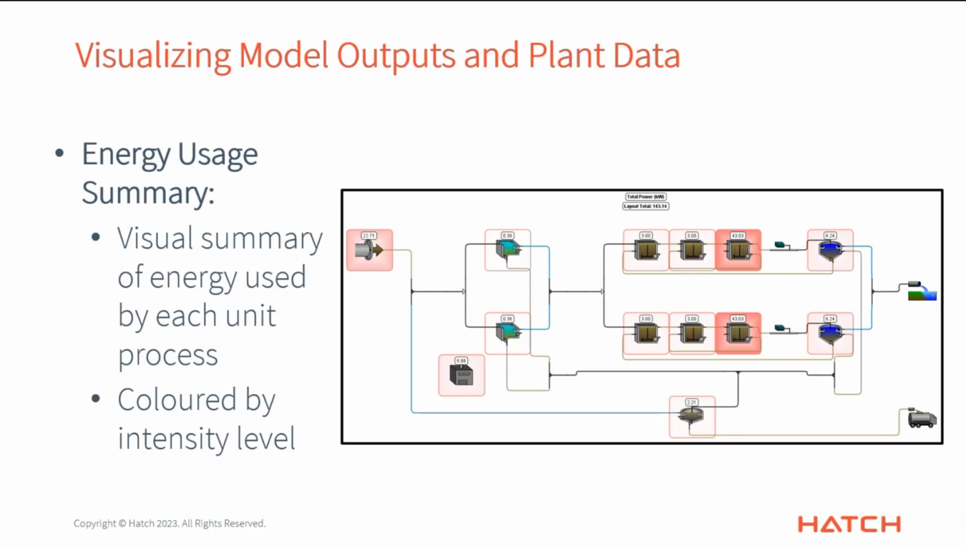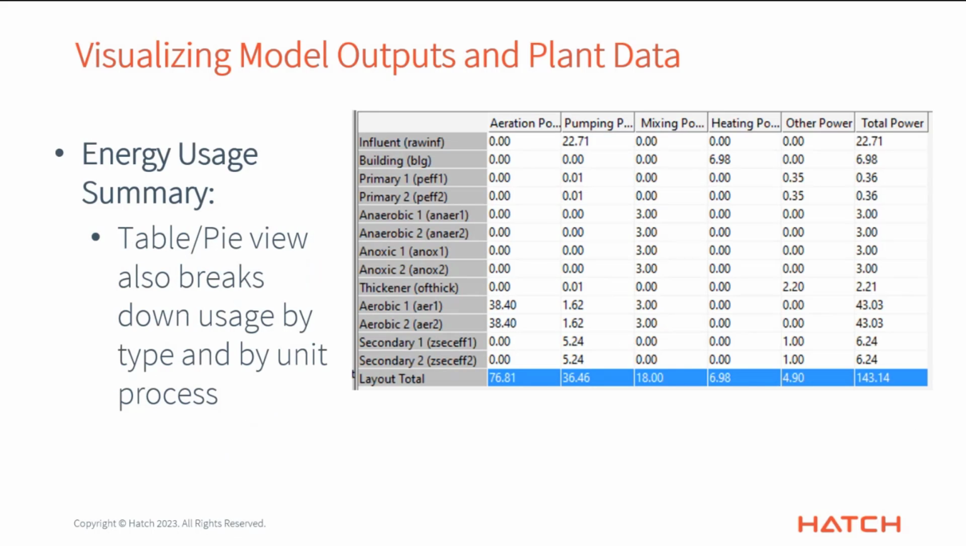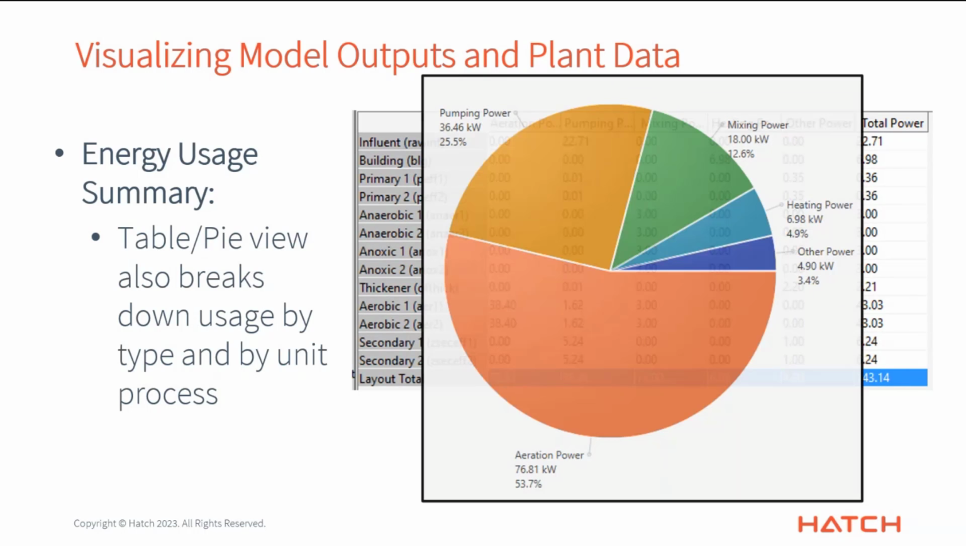And also you can get a summary at the end by clicking over to the other tab and looking at this in table format. And then from here, you can actually plot it as a bar graph or a pie chart as well. So you can see here in this particular example, roughly half of all of the energy being used in the plant is used for aeration.